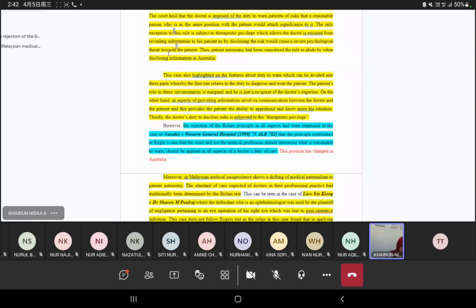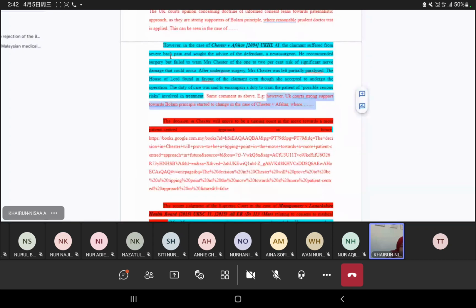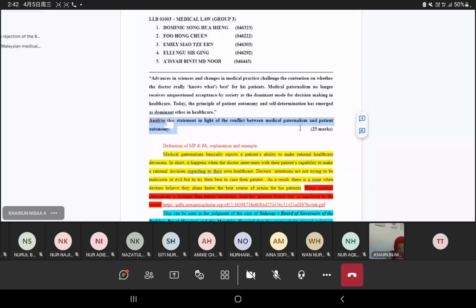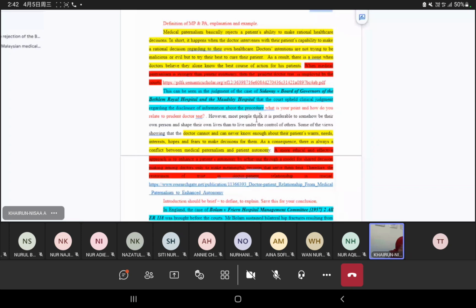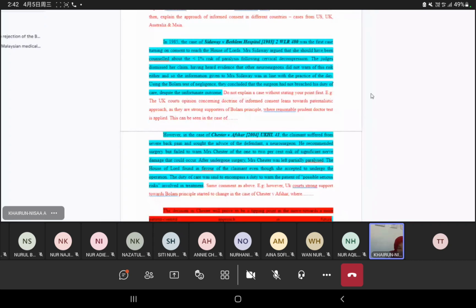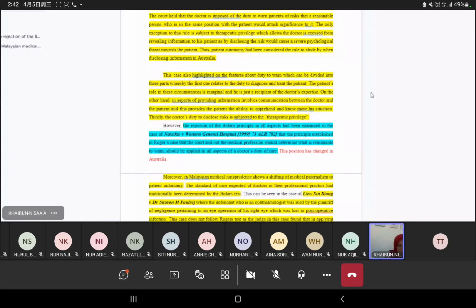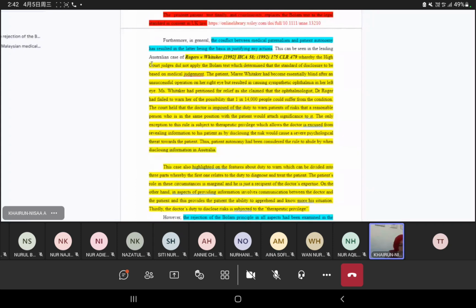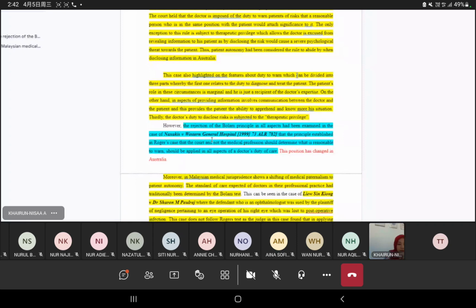Remember, when the question asks you to analyze, this is a high-level type of question, which tallies with the 25 marks. Analyze means you're supposed to do a lot. You're supposed to compare and contrast, look for advantages, look for weaknesses, and criticize. So there's a lot of things that you can state in your answer. So Rogers and Whittaker, and also the case of Nazakis.